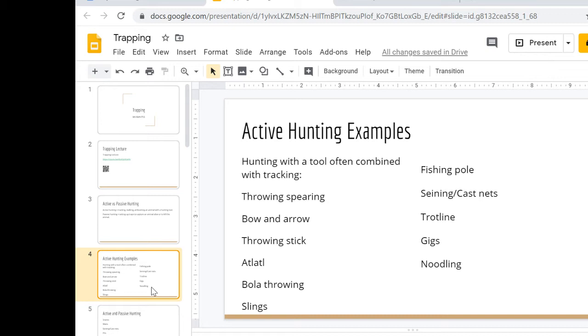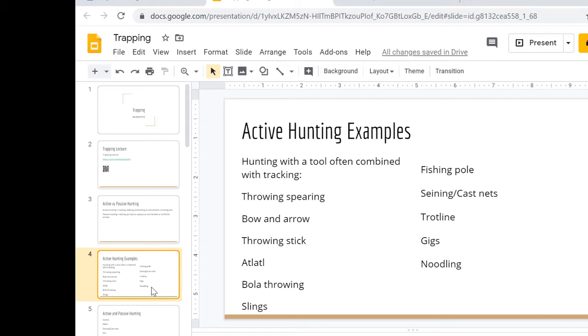So seining and cast nets are two separate things, but they both rely on nets. That's the reason I combined them. A seine would be like a net between two poles where two people walk down through a river. It's got weights at the bottom so that the fish or aquatic animals can't get underneath. And then they seine over to one bank to the next and then dump out their catch.